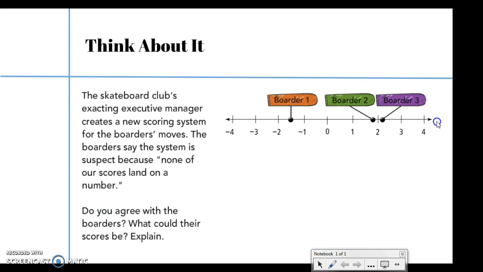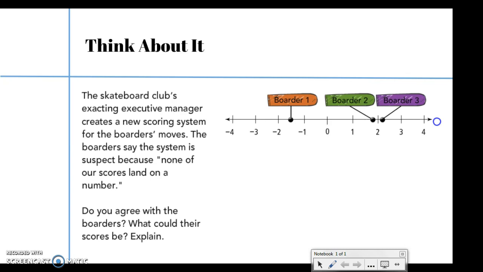Okay, this is a think about it, so you do not have to copy it down. The Skateboard Club's exacting executive manager creates a new scoring system for the boarders. The boarders said the system is suspect because none of our scores land on a number. Do you agree with the boarders? What could their scores be?